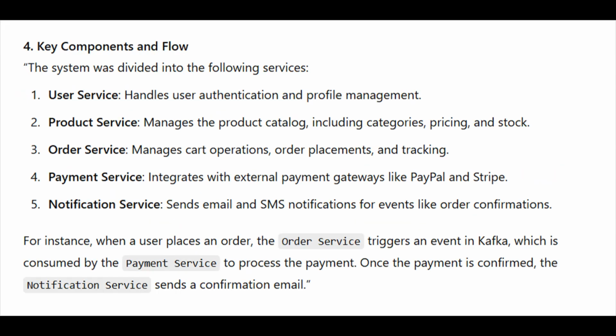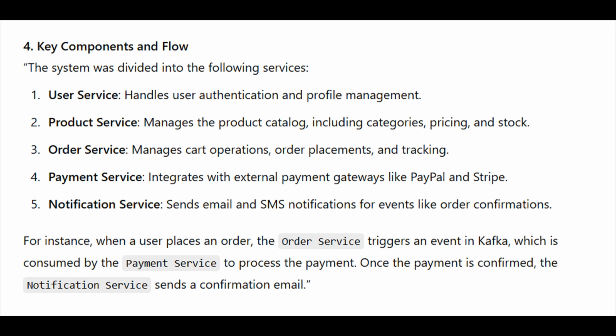4. Key components and flow. The system was divided into the following services. User service handles user authentication and profile management. Product service manages the product catalog, including categories, pricing, and stock. Order service manages cart operations, order placements, and tracking. Payment service integrates with external payment gateways like PayPal and Stripe. Notification service sends email and SMS notifications for events like order confirmations.